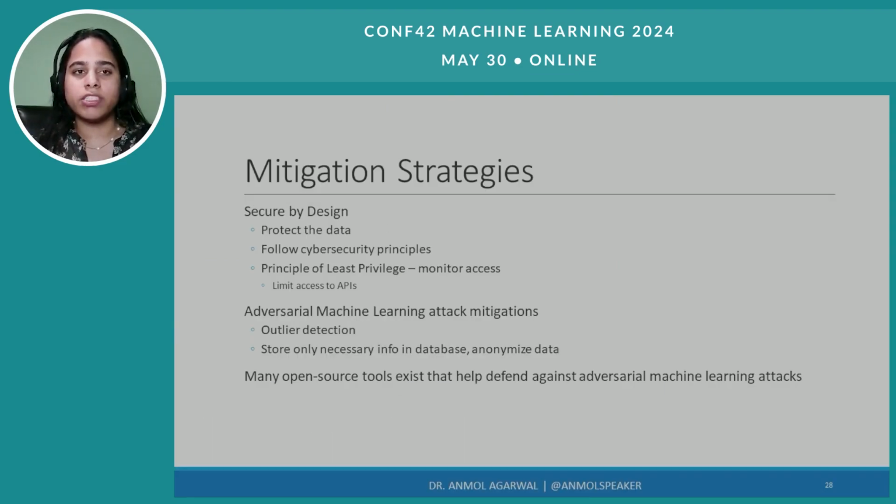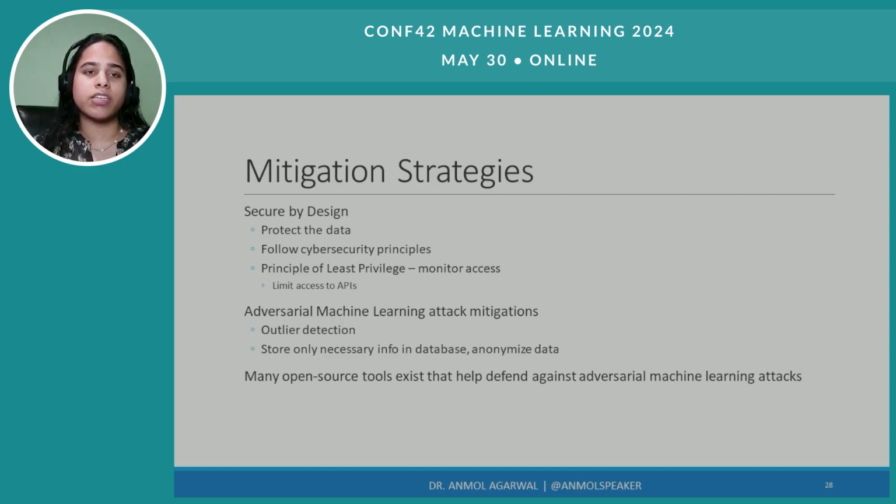Now we know that all of these attacks can occur, but how do we mitigate them? So there are many mitigation strategies you could use to try to make your system less susceptible to an adversarial machine learning attack. So there's this idea of secure by design. So making sure that you design your machine learning model with security in mind. So you want to protect the data, follow cybersecurity principles, so confidentiality, encrypting your data, integrity, and availability, making sure your data is always available to your end users.